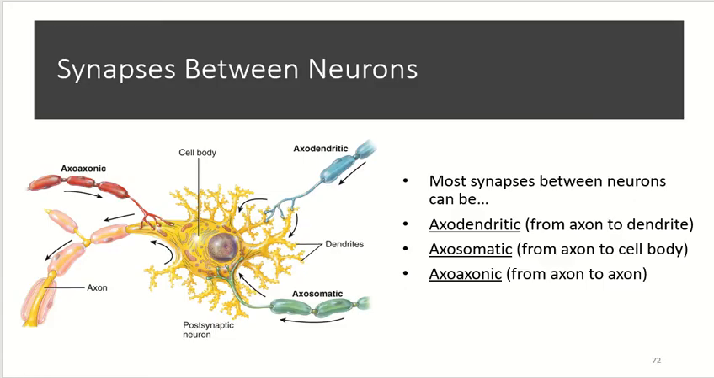So there are a couple different options for synapses between neurons, and they can be one of 3 different types of synapses. We have axodendritic synapses. These are a synapse between an axon and a dendrite. We have axosomatic synapses, which would be a synapse between an axon and a cell body. And then we have axoaxonic synapses, which would be a synapse between an axon and another axon.